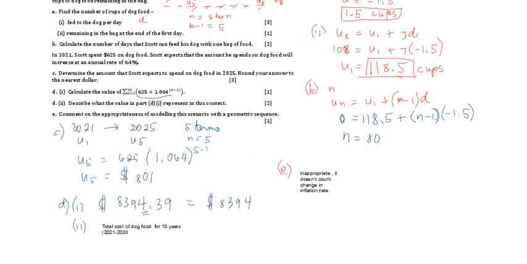You can also cite other reasons, like the model does not account for the change in the amount of food that the growing dog needs, etc.